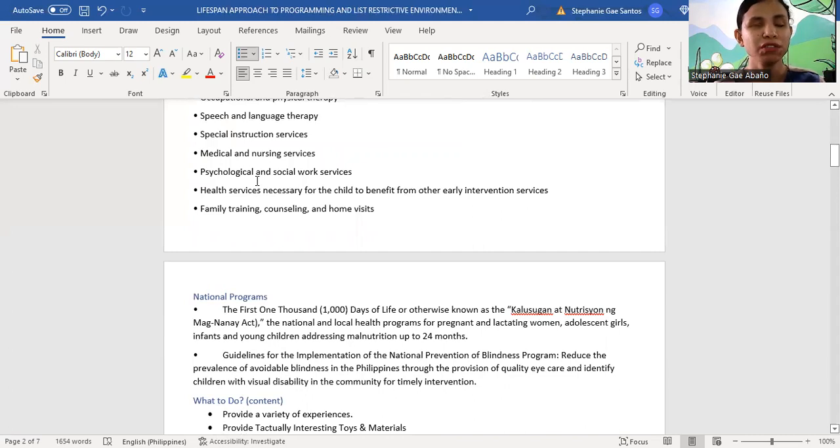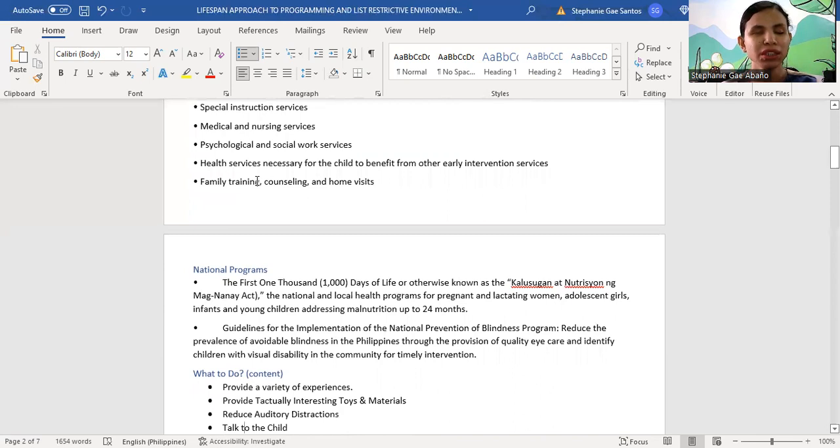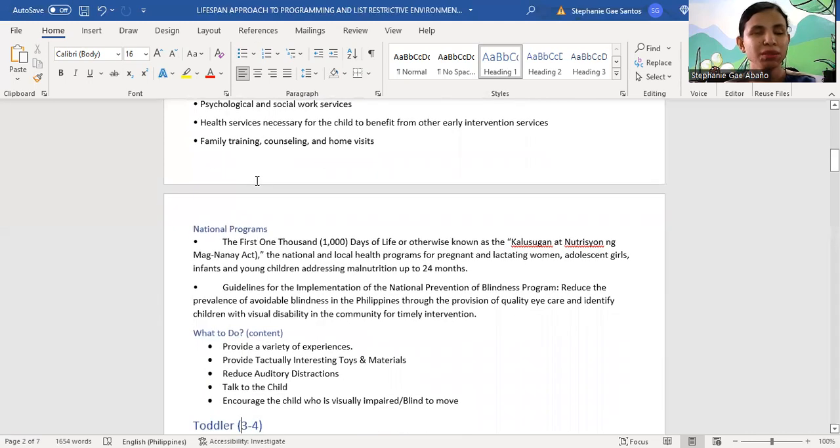What is the focus of this program in terms of the learning development of the child? We have providing a variety of experiences, providing interesting toys and materials, reducing auditory distraction, talking to the child, and one of the most important is to encourage the child who is visually impaired or blind to move.